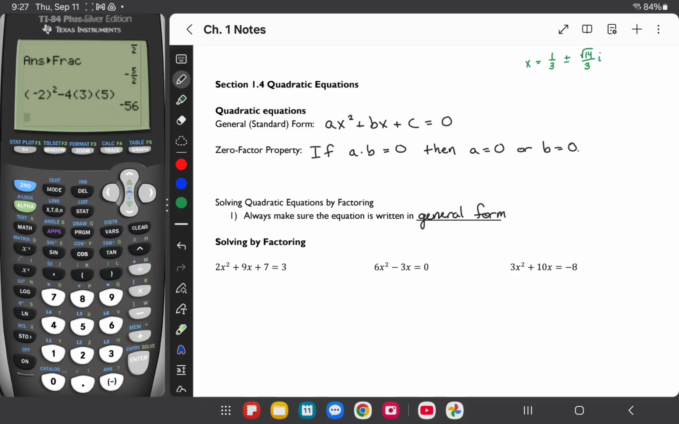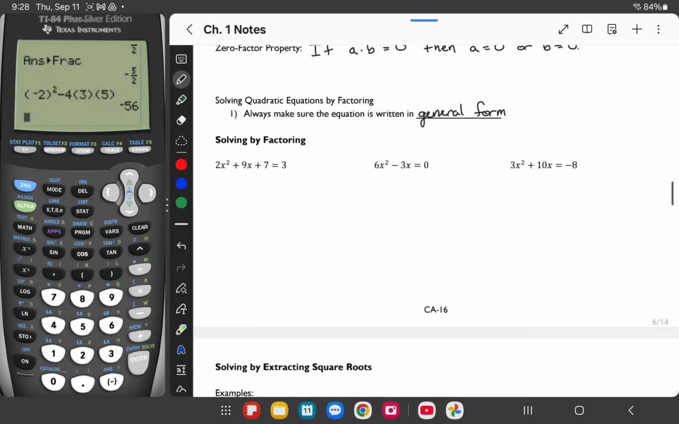Here is basically what that says. If you have a times b equals 0, then either a equals 0 or b equals 0. In other words, once you have a product, you set each of the two terms that you are multiplying equal to 0 in order to find the solutions. So, like I've already mentioned, when we are solving by factoring, it's important to make sure that our equation is written in its general form first. Let's go ahead and take a look at a few examples of this.